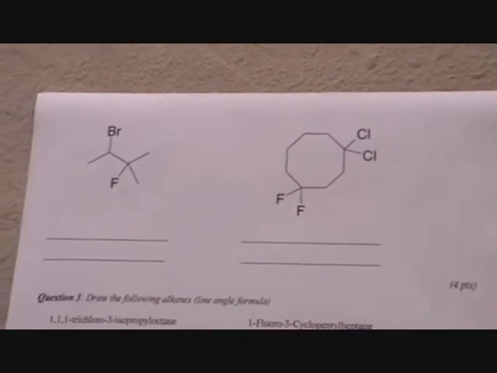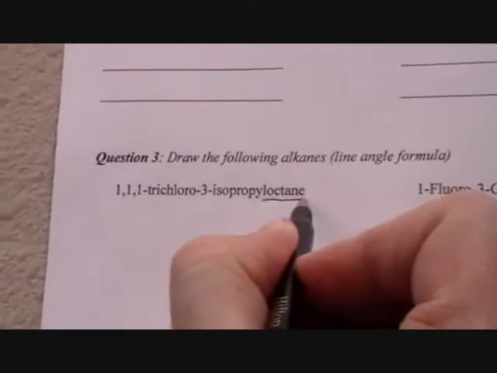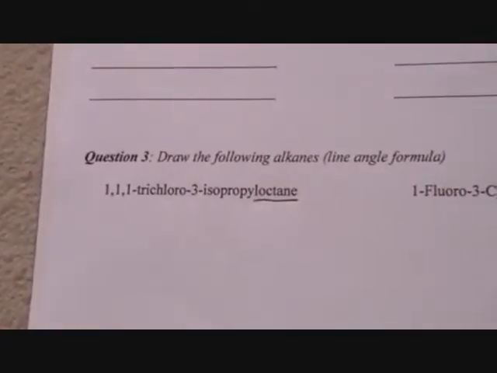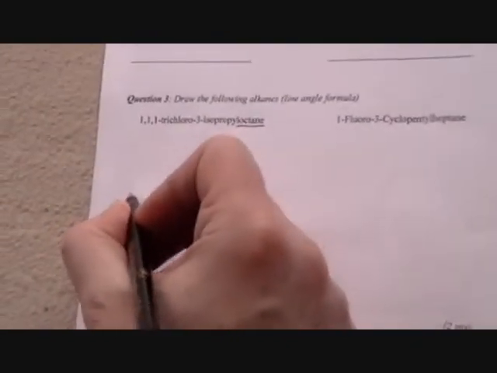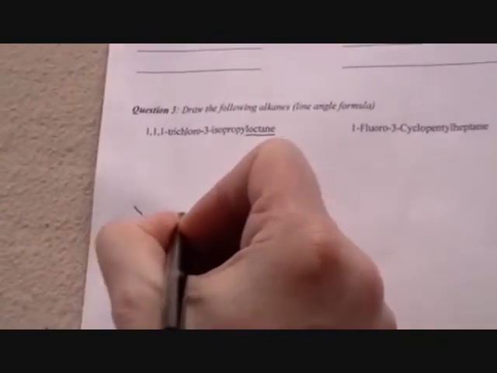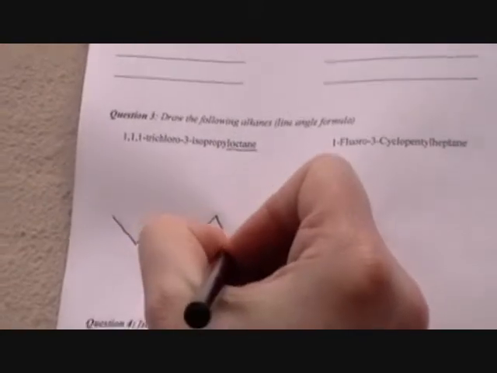Okay, look at some extra problems. I don't think we need to worry about the extra ones here. I'll leave that to yourself for some excitement. When we're drawing these line angle formulas, again we'll work backwards from the name. So primarily it's an octane molecule. So we need 8 carbons in the main chain. So 1, 2, 3, 4, 5, 6, 7, 8 carbons long.